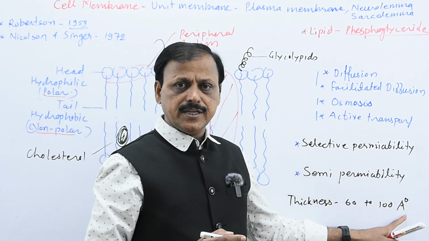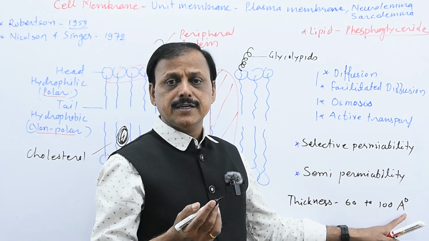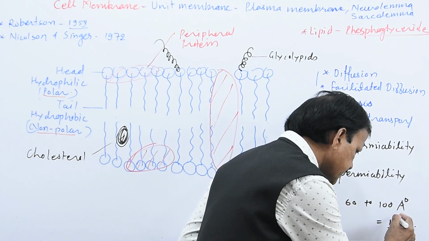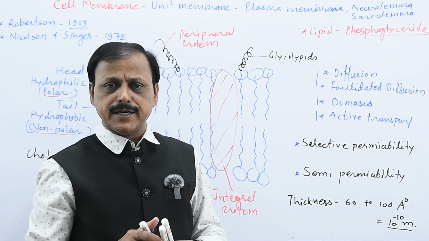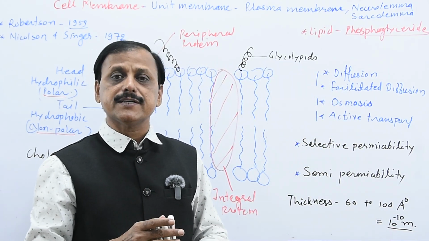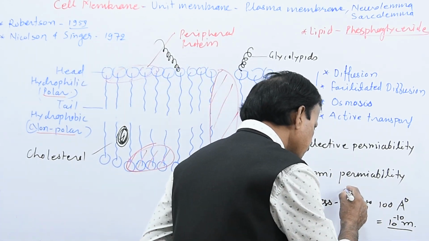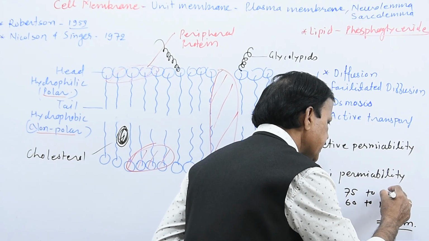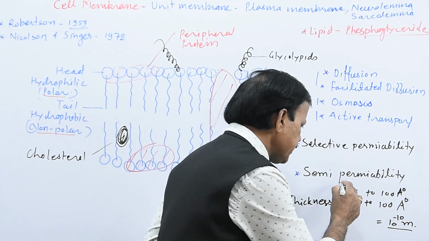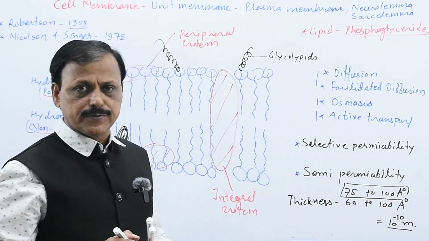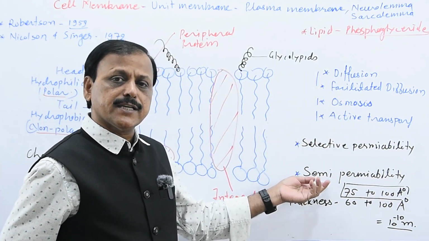Angstrom is a unit. It is one ten-billionth of a meter, that is, 10 raised to the power minus 10 meter is 1 angstrom. So 60 to 100 angstrom, in some books it is given as 75 to 100 angstrom. So it can be taken as valid, since 75 to 100 is given in your book. So this is the thickness of the cell membrane.